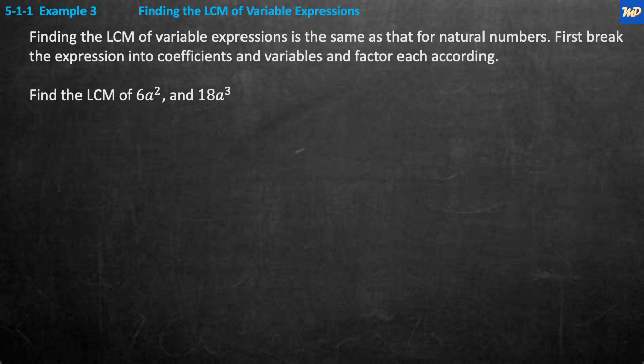So right off the bat, we have A squared here and A cubed here. There's nothing really to break down, they're just A's, so we're just going to leave them. On this side, A squared, and on this side, A cubed. But what we can break down are the numbers, the 6 and the 18.